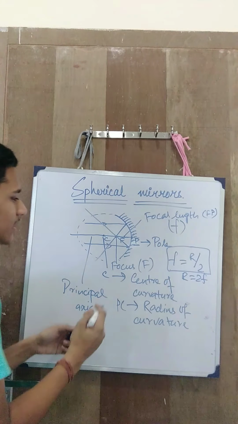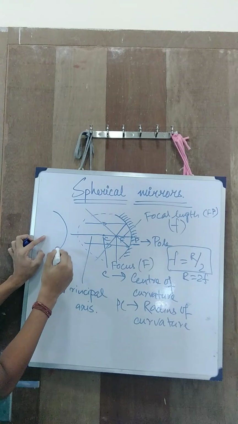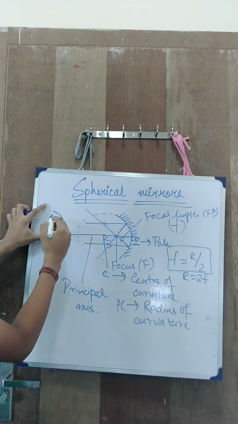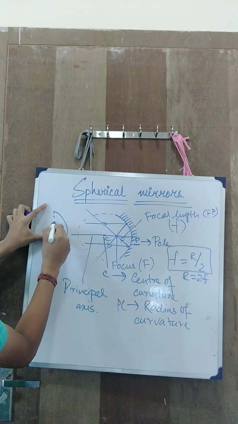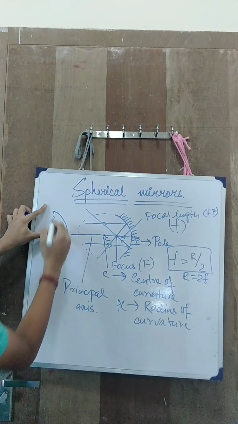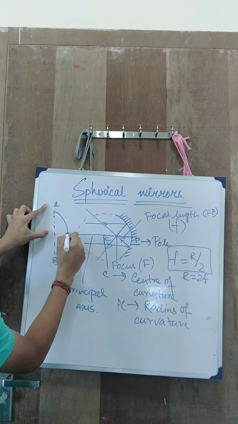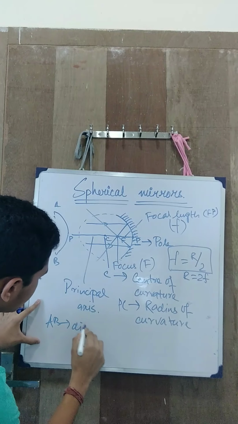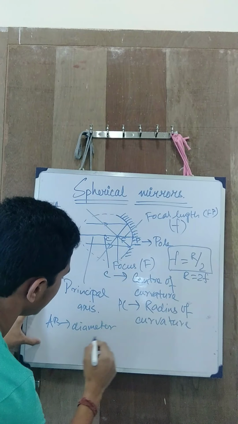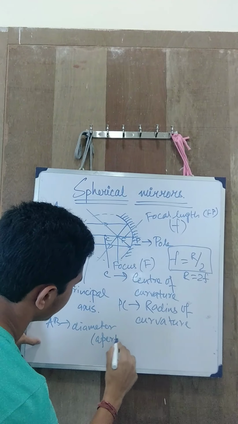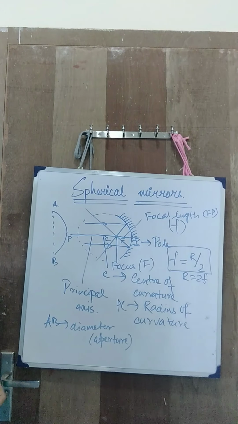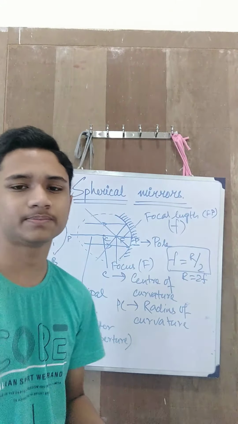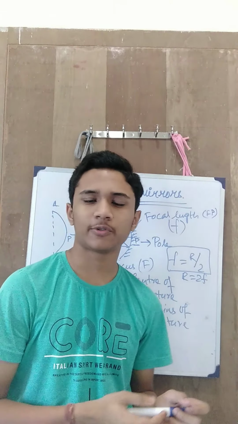And one more thing is left. If this is the mirror, you see, this is the part of the mirror that we have taken. Now the diameter of this part, if you take this A and this B, and this one is P, so AB is the diameter, and we have given it a special name, that is aperture. A-P-E-R-T-U-R-E, that is aperture.